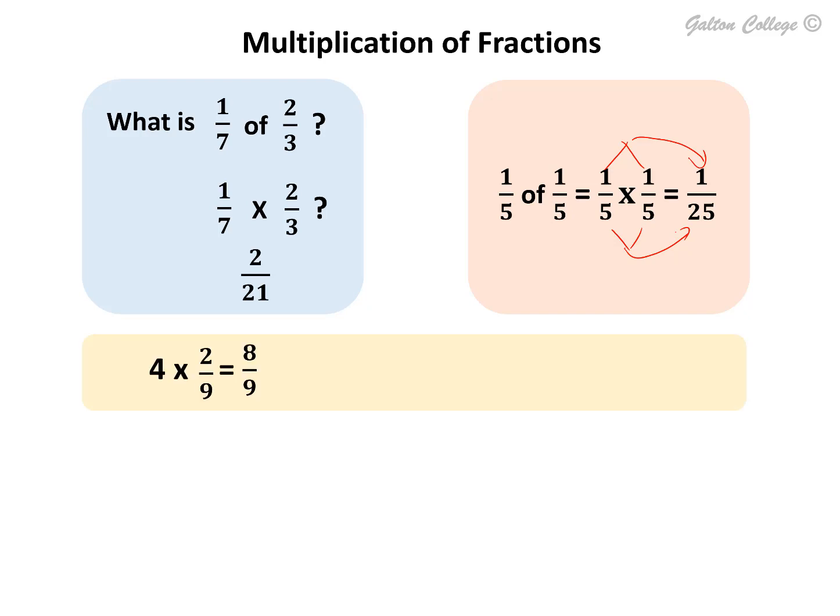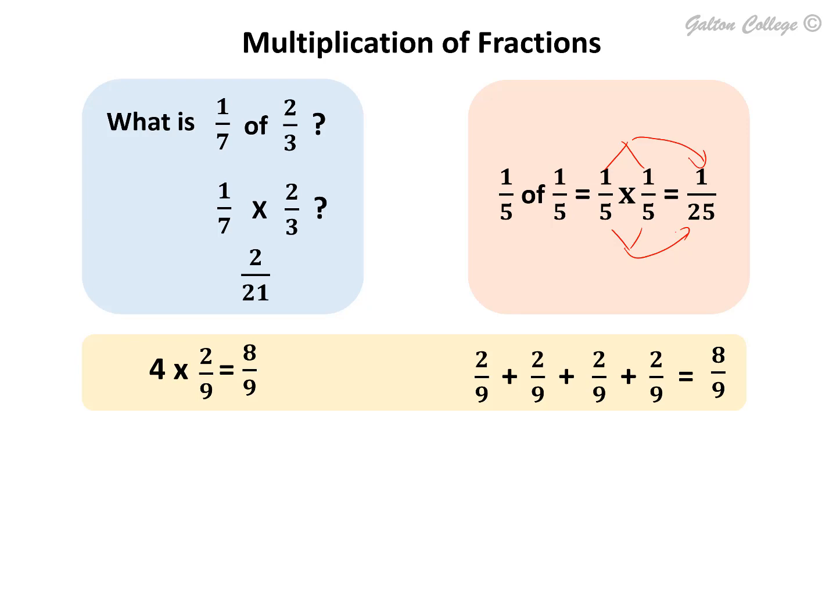Four multiplied by 2/9. Well, here we've got 2/9 4 times. So we've got 2/9 times 2/9 times 2/9 times 2/9. It's the same as multiplying. It's the same as adding. We're adding 2/9 4 times.